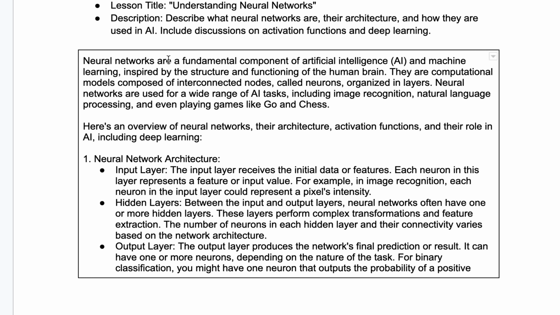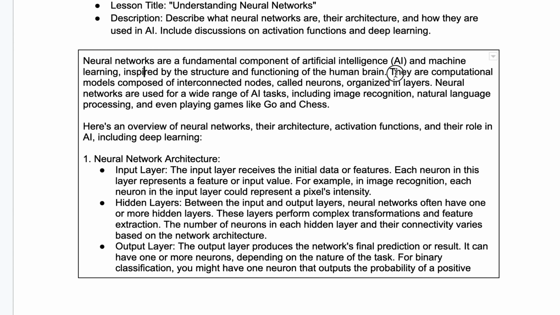So neural networks are a fundamental component of AI and machine learning. It is inspired by the structure and functioning of the human brain. So we know that neural and let's say neurons are all terms related to our brain. But how it works can actually be translated into how machines think, and that is through neural networks.